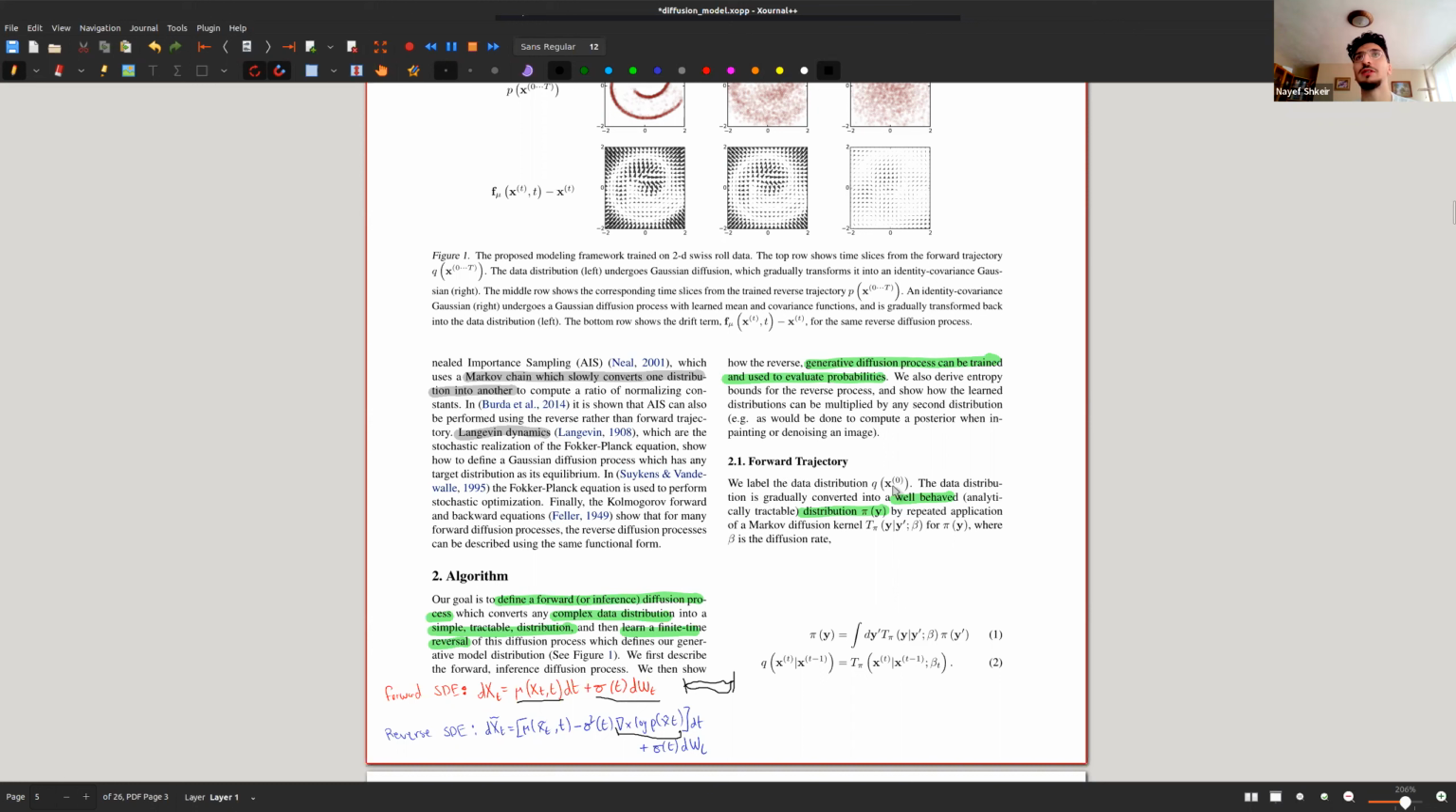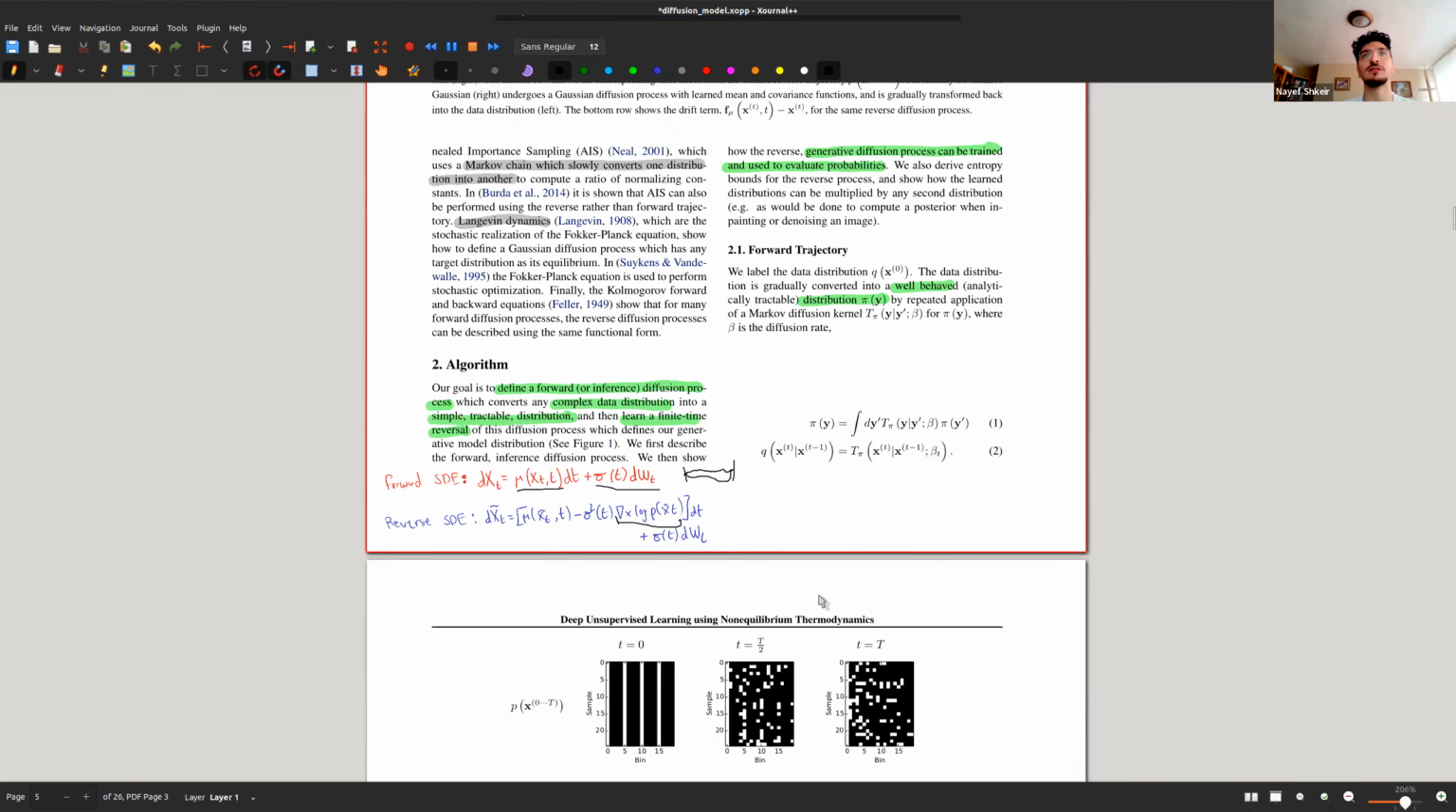You have your data distribution q(x_0), with 0 being the initial point in your Markov chain where you have your data. The distribution is initially converted to some well-behaved distribution, which is your isotropic Gaussian, with the Markov diffusion kernel where beta is the diffusion rate. And this diffusion rate varies along your Markov chain. Okay, so this is just your normal update.